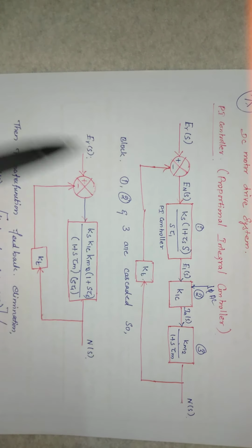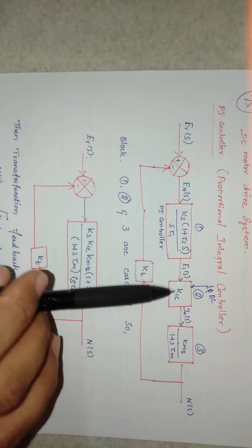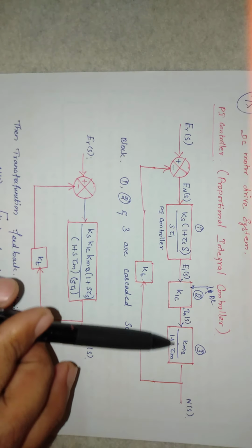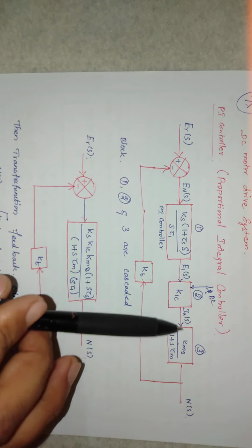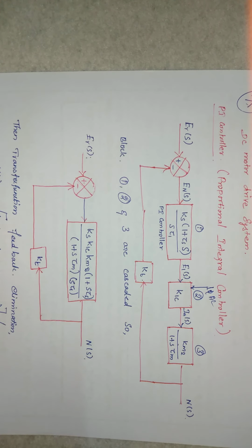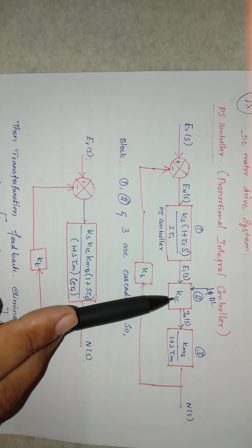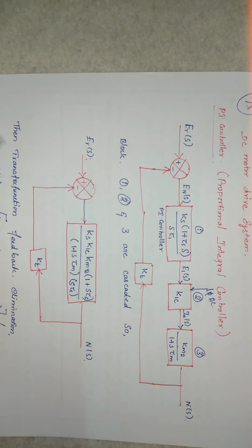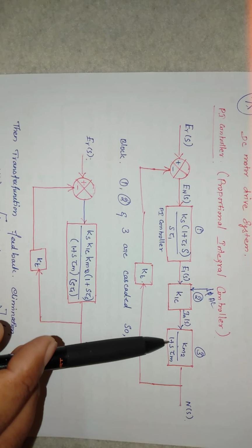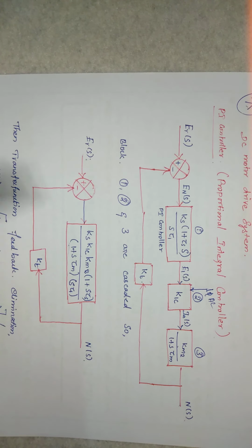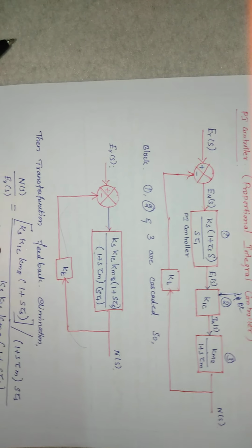Here we can call them 1, 2, 3. There are 3 blocks. These 3 blocks are in series connection, that is cascaded, so we can multiply all those things and make them into a single block. So this is our single block: Ks, Kic, Km2 into (1 plus tau s) divided by s into tau 1 into (1 plus s tau m). The feedback signal remains common.